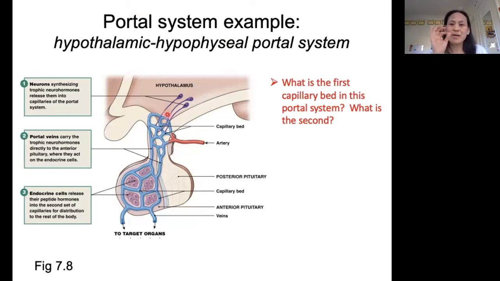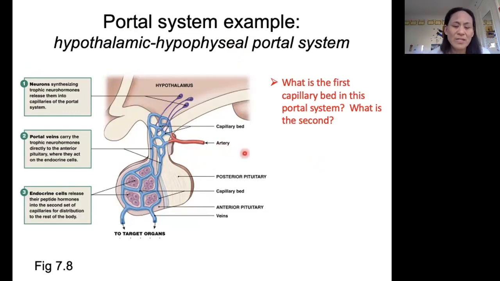So I'd like you to take a moment right now to look at this portal system and see if you can identify the first capillary bed in the system and the second capillary bed in the system. So just take a moment. 5, 4, 3, 2, 1. Okay, so first capillary bed in the system.